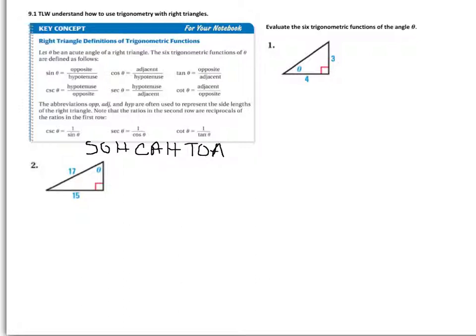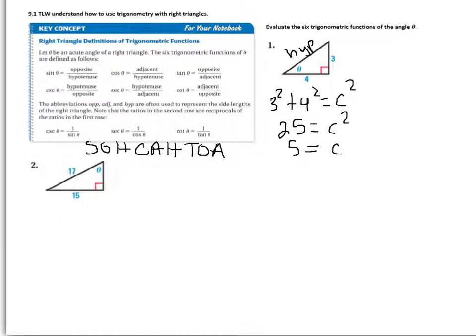Okay, so if we just think about that, let's look at the problem. Remember, SOHCAHTOA is sine equals opposite over hypotenuse. Cosine equals adjacent over hypotenuse. Tangent equals opposite over adjacent. First thing we got to do is get the hypotenuse, because the side opposite the 90-degree angle is always the hypotenuse. So we use a squared plus b squared equals c squared. So 25 equals c squared, so c equals 5.